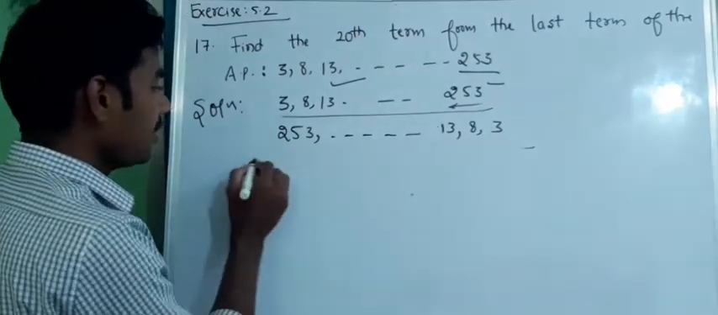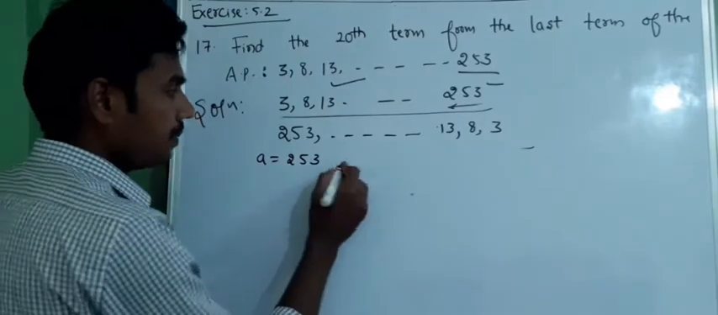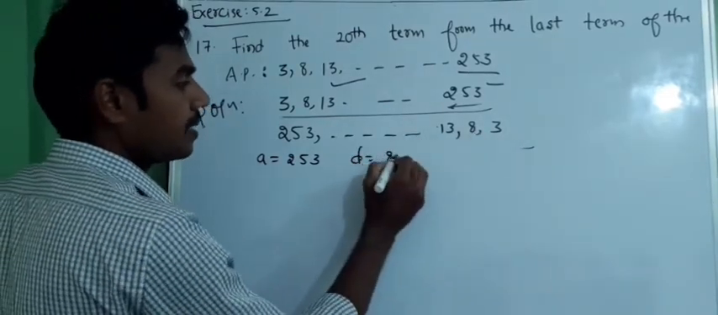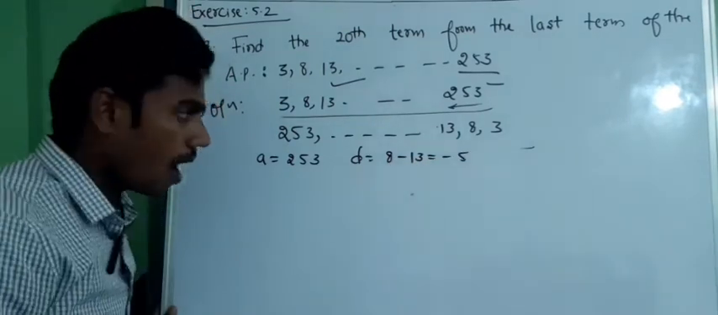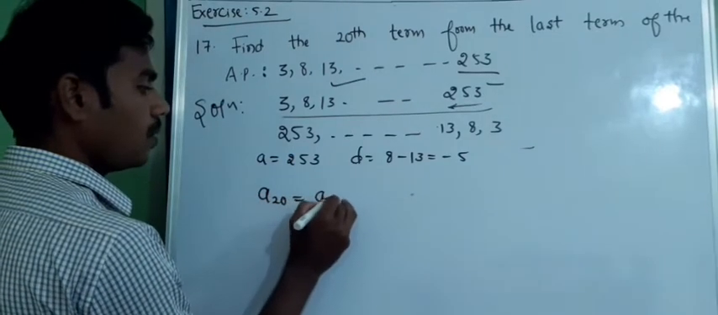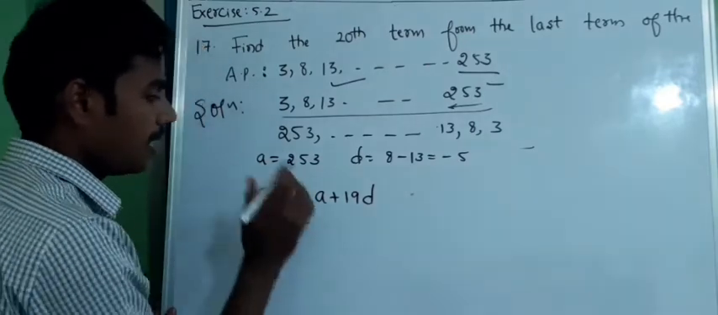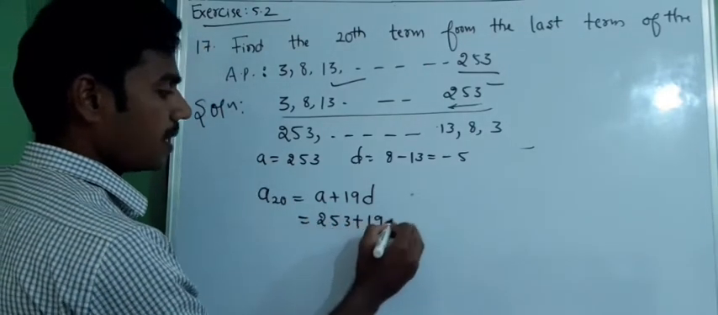So what is A? A is equal to 253. What is D? D is equal to succeeding minus preceding. 8 minus 13 is equal to minus 5. Now I need to calculate A20. A20 is equal to A plus 19D. What is A here? A is 253, plus 19. What is D here? Minus 5.